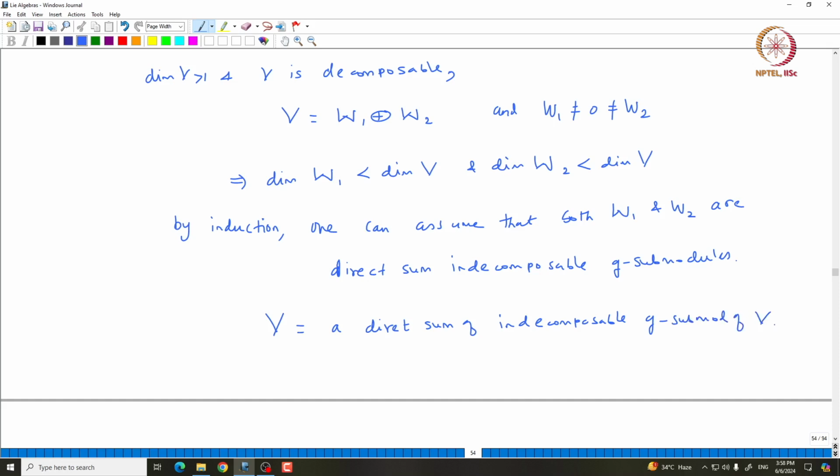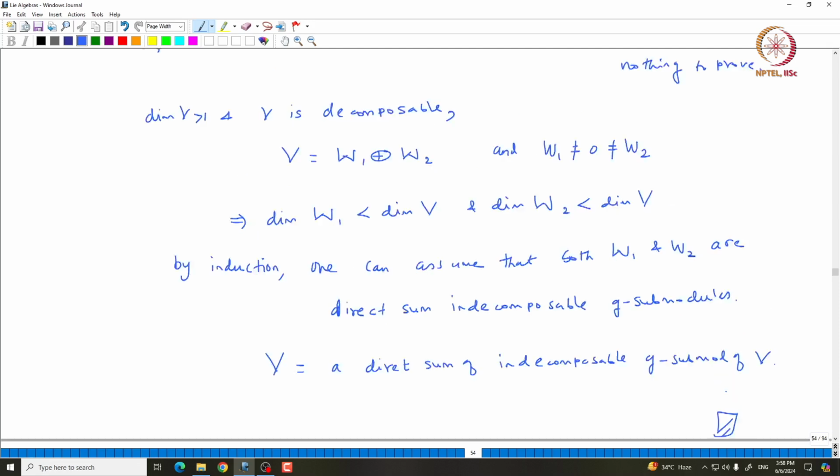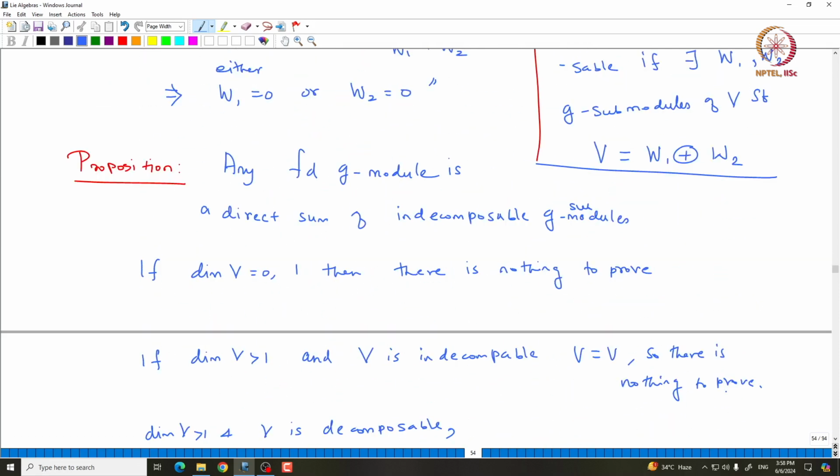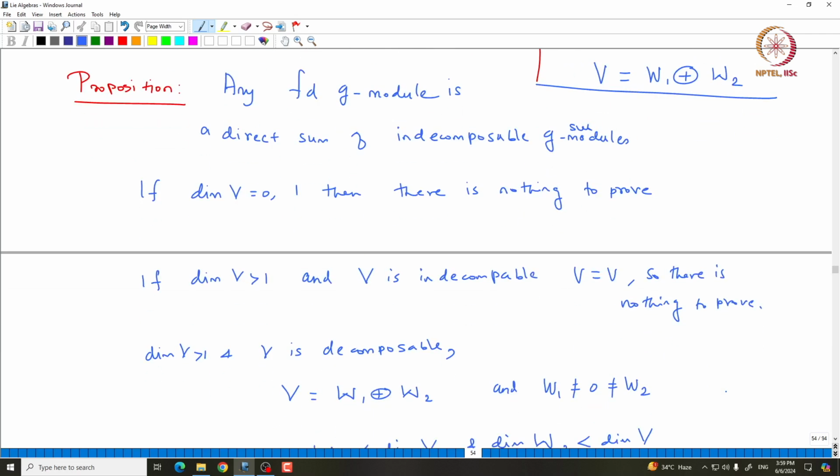Okay. So, this completes the proof of this proposition, which tells us that any finite dimensional G module must be actually a direct sum of indecomposable G modules. So, now this actually poses many questions. The very first question is, can we classify all the indecomposable modules? And even if we classify, how can one write a given finite dimensional module as a direct sum of indecomposable modules? So, we should actually propose an algorithm.